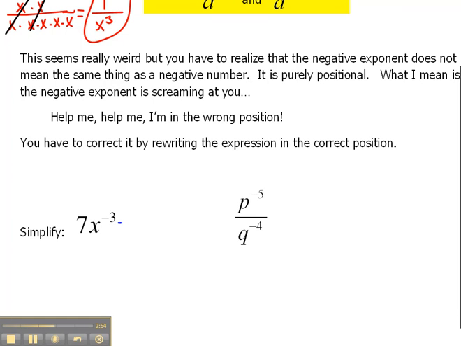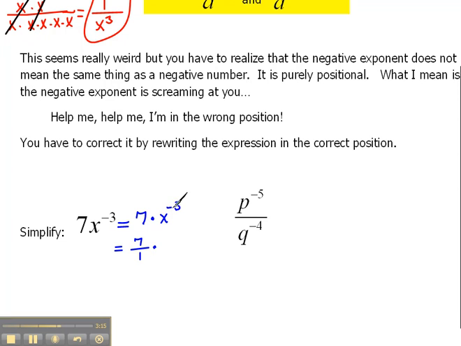because we need to know what is being raised to the negative power. This literally says 7 times x to the negative 3. That negative 3 is only affecting the x, not the 7. So 7 is fine as is. And we could even write it as 7 over 1 if we wanted to see it as a fraction.